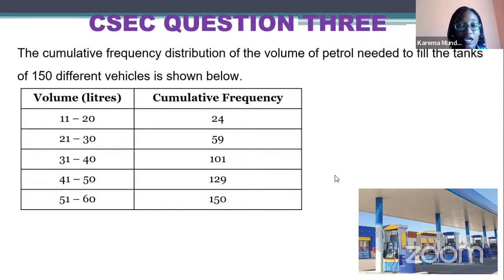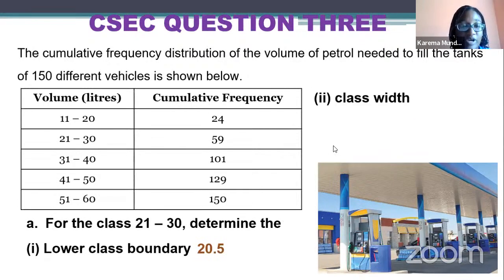Remember, your lower class boundary would be 0.5 less than the lower limit. So for 21 to 30, our lower limit is 21. We need to step it back 0.5, in other words, subtract 0.5 from that 21. That's how we end up with 20.5. Remember the boundary extends 0.5 below the lower limit if you're looking for the lower boundary, and if you're looking for the upper boundary, it's 0.5 more than the upper limit.